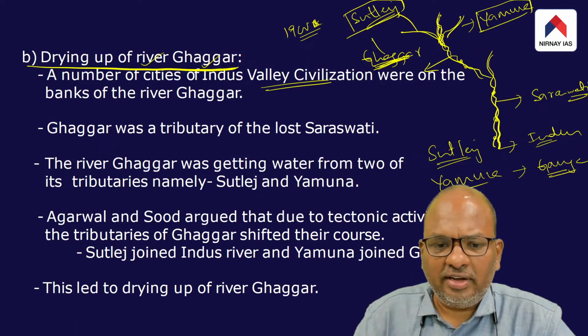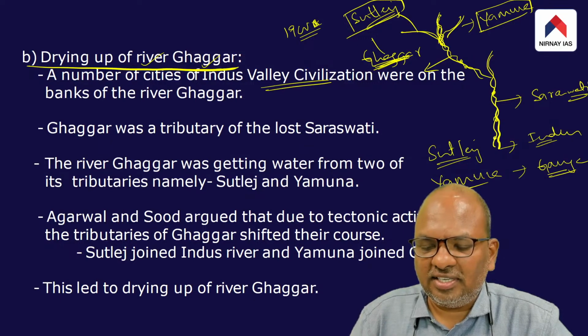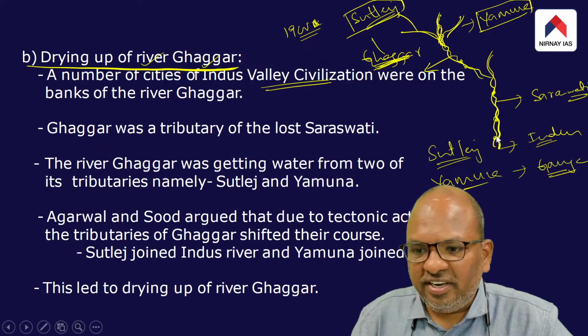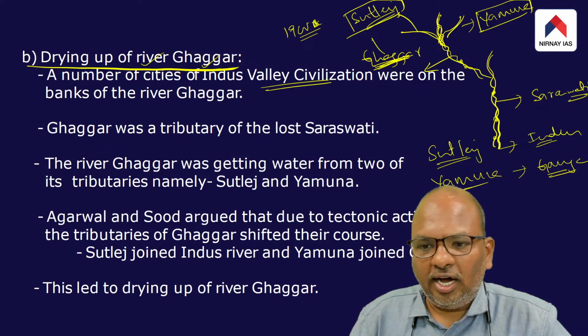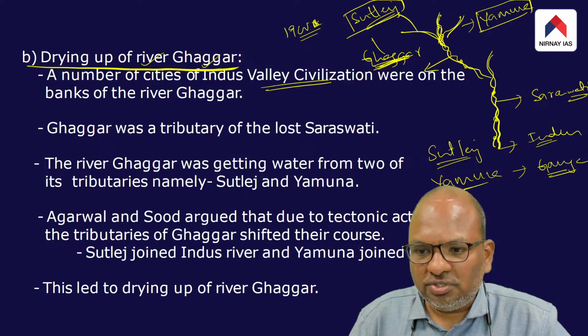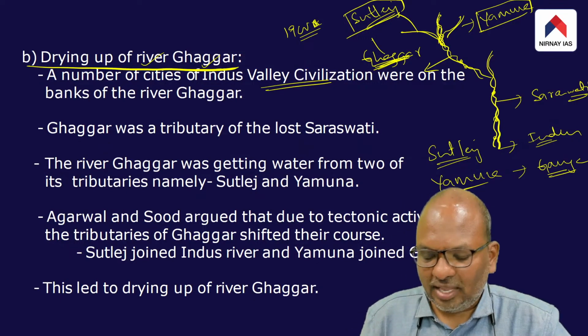The point is, when the river itself dried up, the cities that existed on the banks of the river Ghaggar and Saraswati began to experience a severe shortage of water, and therefore people began to desert those cities and migrate to other parts of the subcontinent. I hope I am clear.